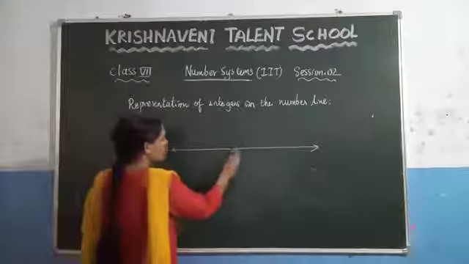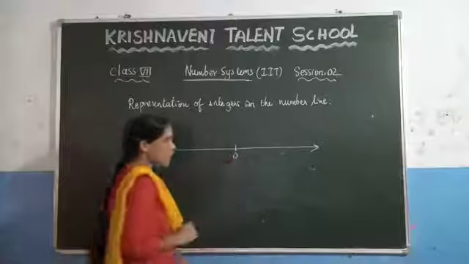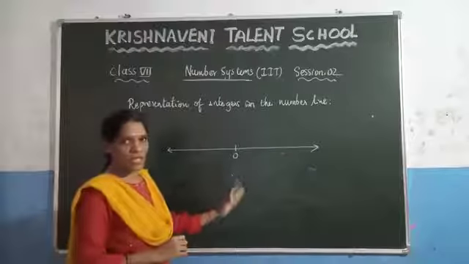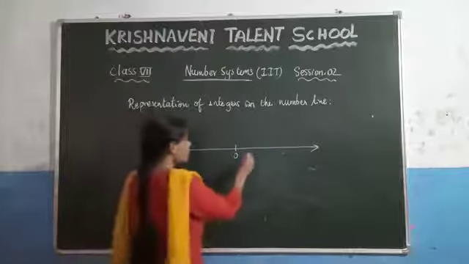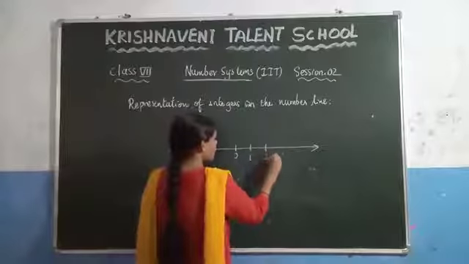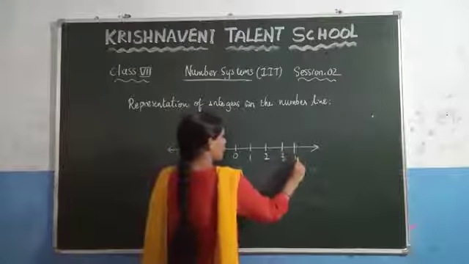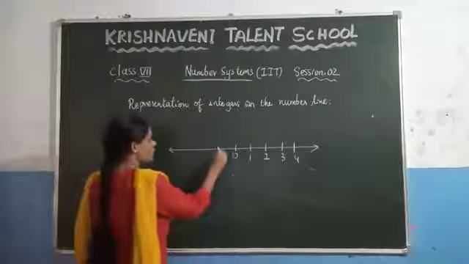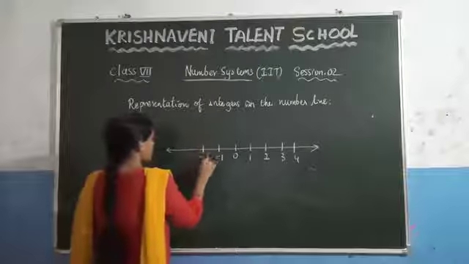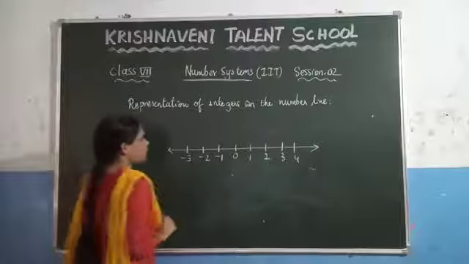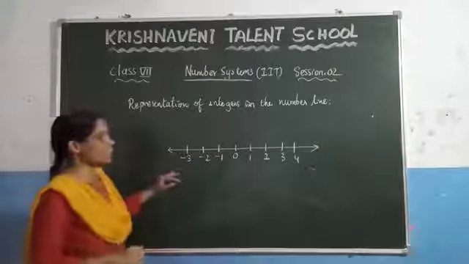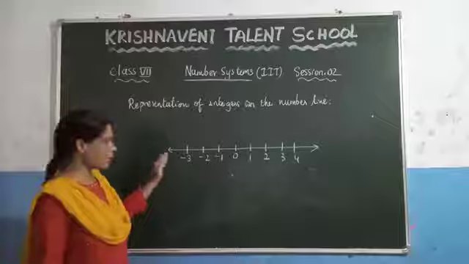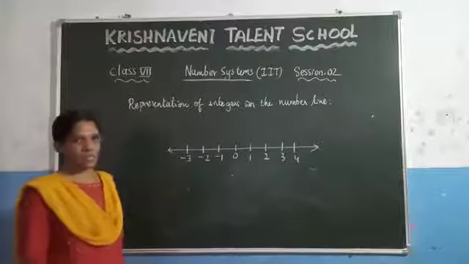So here, what is there? 0. And you know that the positive numbers we have to write to the right side of the 0. So write here 1, 2, 3, 4 and so on. And to the left of the 0 we need to write the negative numbers, which are -1, -2 and -3. Now this is a representation of integers on the number line. Like this we need to represent the integers on the number line.